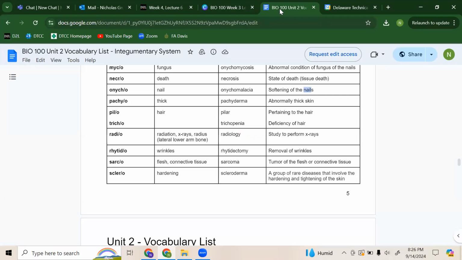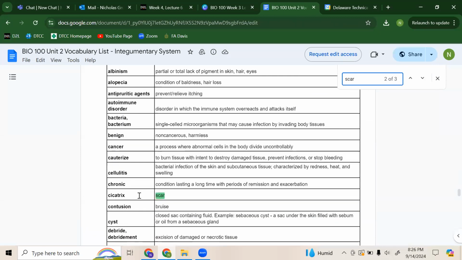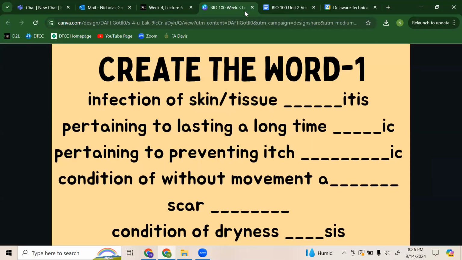So let me go ahead and show you the scar one real quick. So cicatrix. So it's not with an S, it's with a C. Cicatrix is that scar, just so you guys can see it.